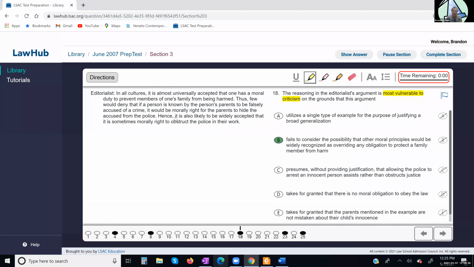So getting into this, the conclusion is it's widely accepted that it is sometimes morally right to obstruct the police in their work. Why? Because of this buildup. If we are looking at the structure, there's a first line and then the subsidiary conclusion, thus this. So we'll say the first line is pink, thus they conclude orange, hence they conclude yellow. So the main conclusion is yellow, that it's morally right to obstruct police in their work.